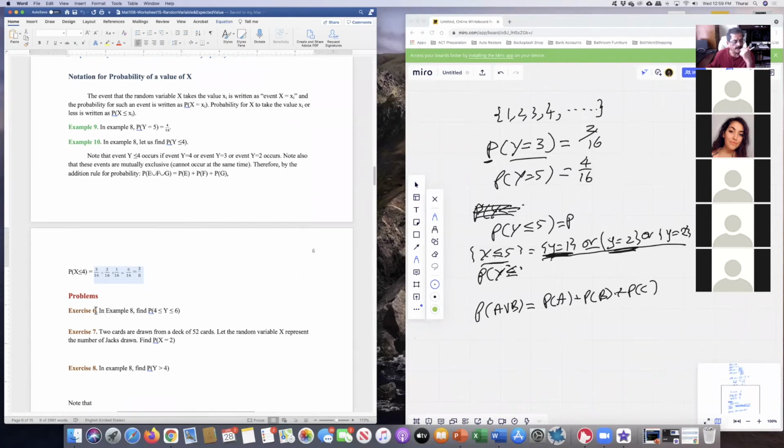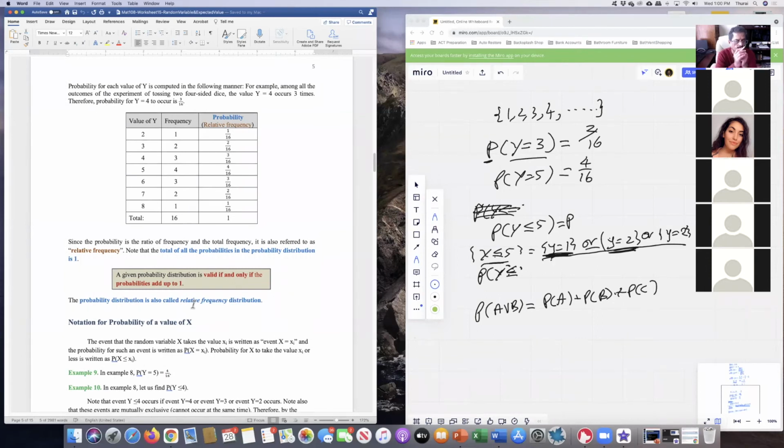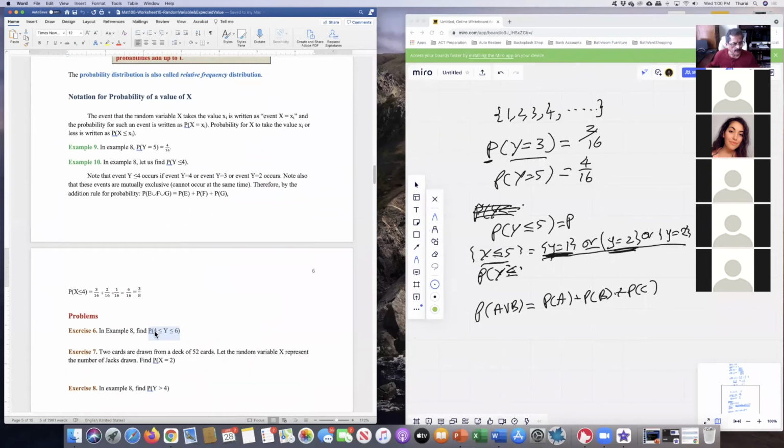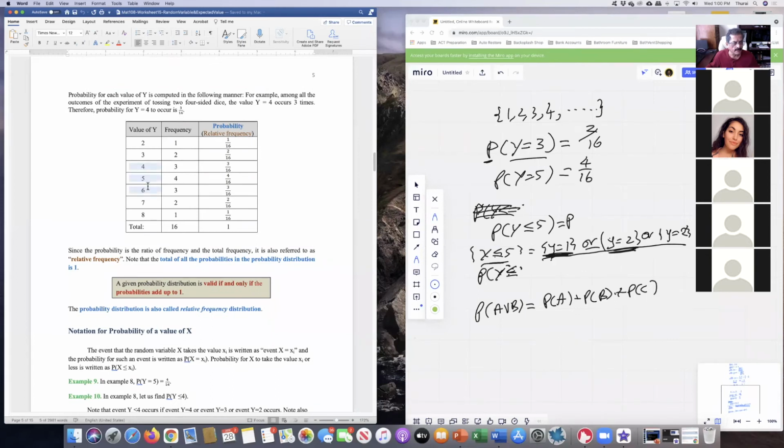Okay, exercise 6. In this last example we just did, can you find the probability for the random variable y to be between 4 and 6 inclusive? Go back, 4 and 6 inclusive. Anybody? Which numbers should I add? 4, 5, 6. I think you're looking at frequency. The value of the random variable y should be between 4 and 6. That means these, right? Okay.